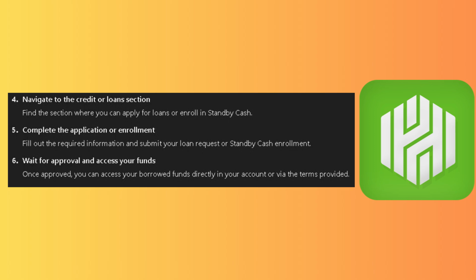Navigate to the credit or loan section. Find the section where you can apply for loans or even enroll in standby cash. Complete the application or enrollment. Fill out the required information and submit your loan request or standby cash enrollment.